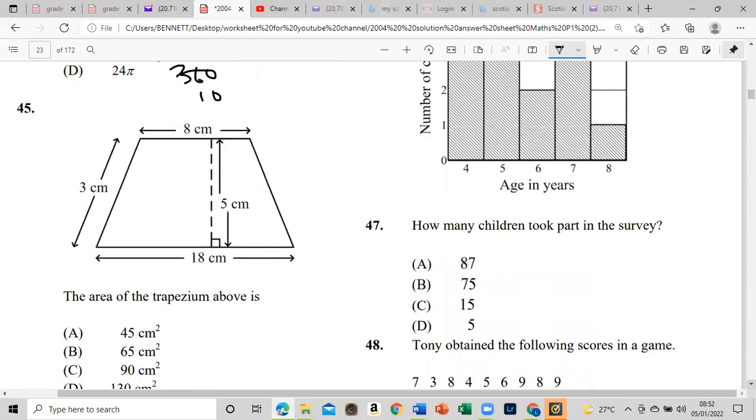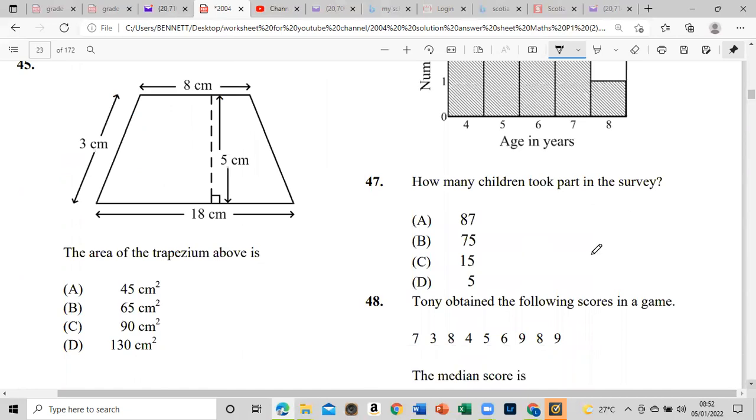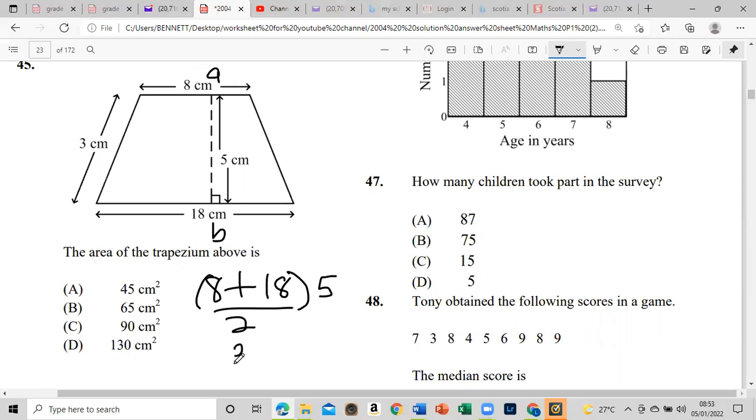Alright, so the area of the trapezium above is, basically, this is a and this is b. It is not also the square, so you can imagine an area here. Divide by 2 times 5, so that's 26 divided by 2, that's 13 times 5, which is 65.